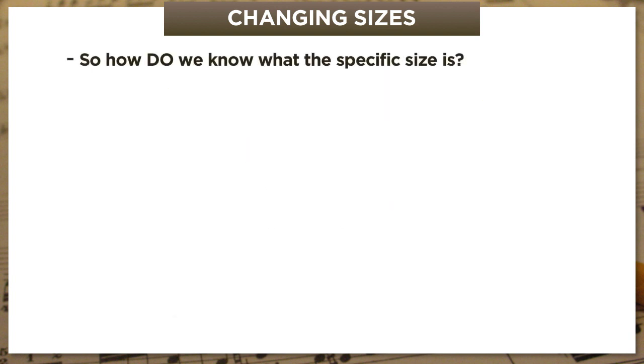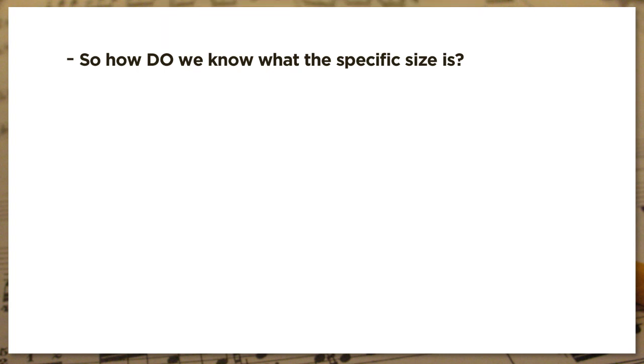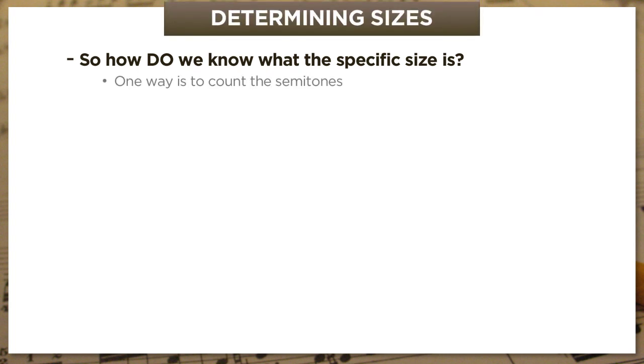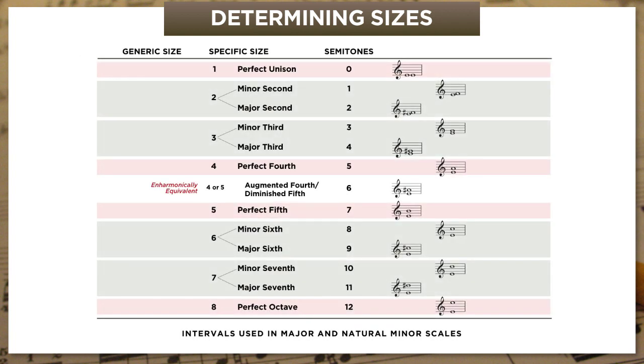Now this is all well and good, but it presupposes we know what specific size we're dealing with, and we actually haven't done that yet. So how do we know what the specific size is? Well, one way to figure that out would be to count semitones. And if you wanted to go along that route, here's a chart that would let you do it. This has generic sizes along the left, specific sizes down the middle, and then the semitone count. So let's say you came across something that was clearly a sixth, you counted it up, it was 8 semitones in size, you'd know you were dealing with a minor sixth.